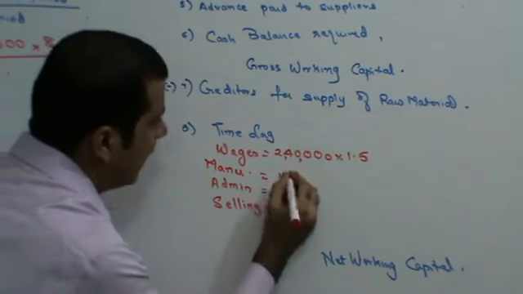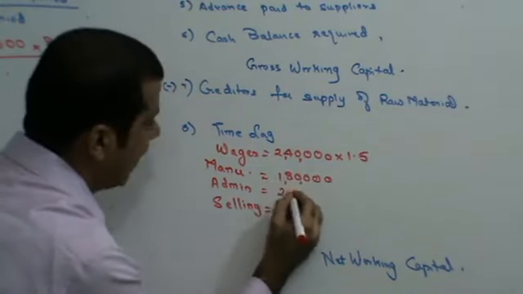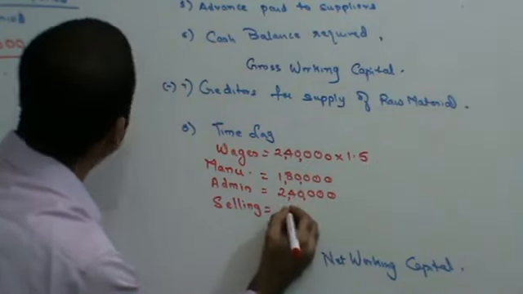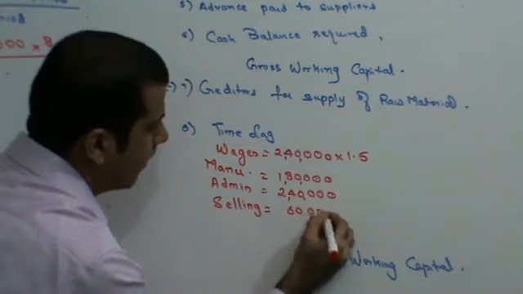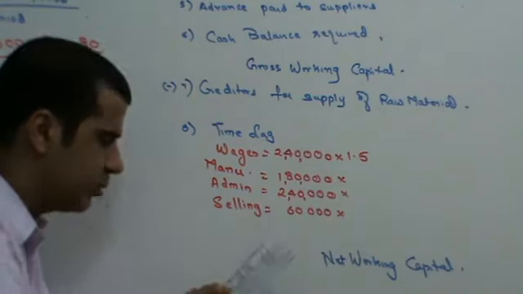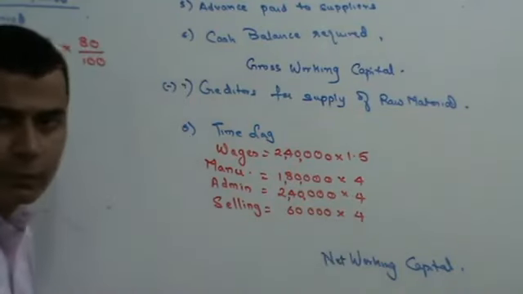So that is 1,80,000, 2,40,000 and 60,000. Right? They are saying that it is going to be 4 weeks. So into 4, into 4, into 4.